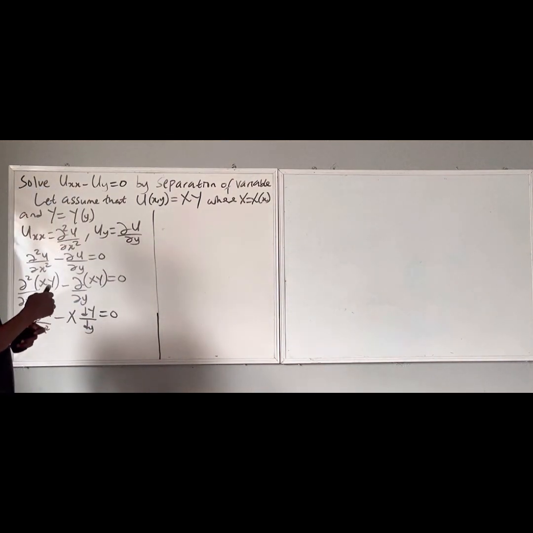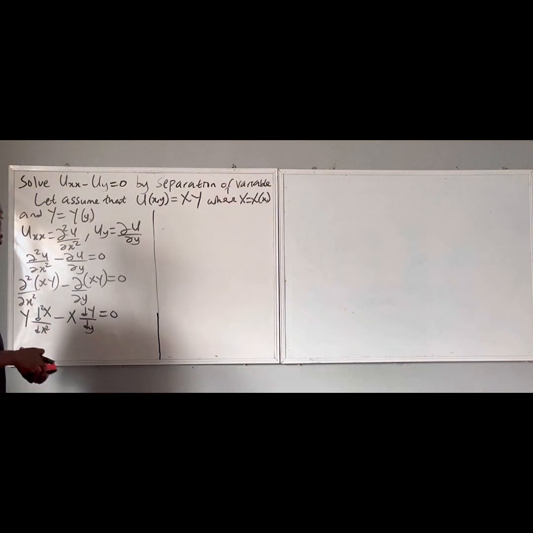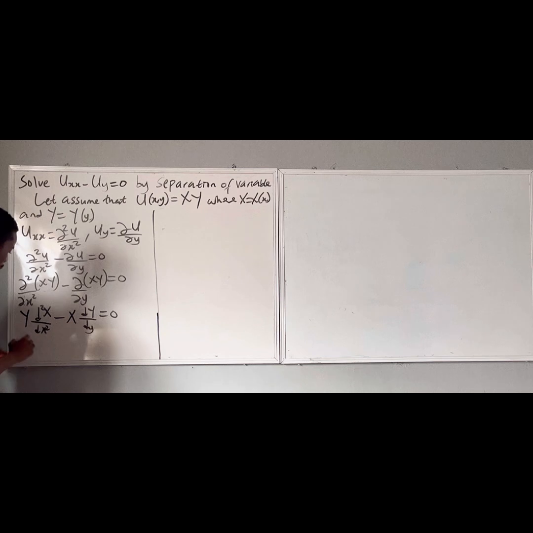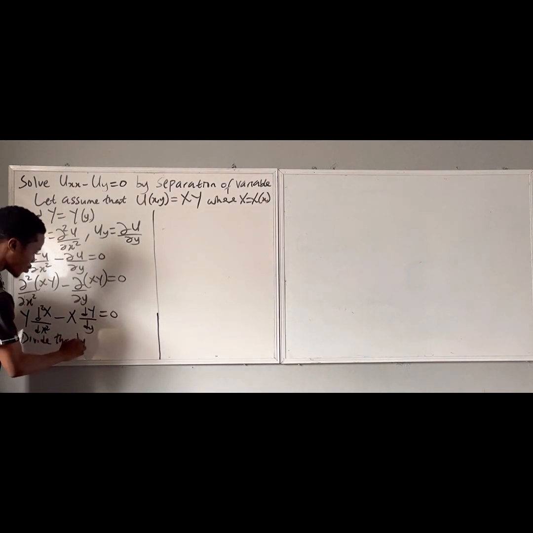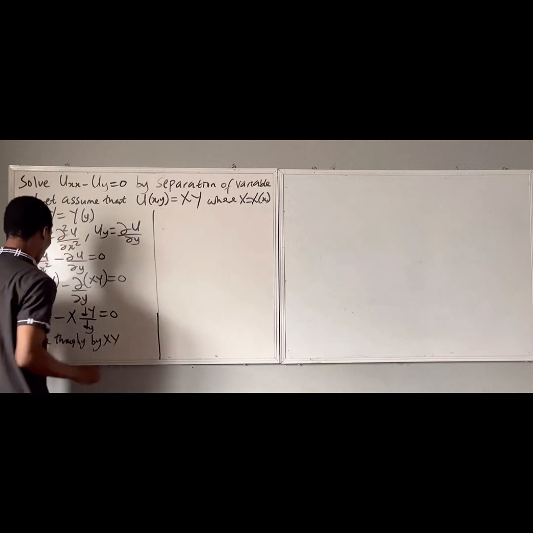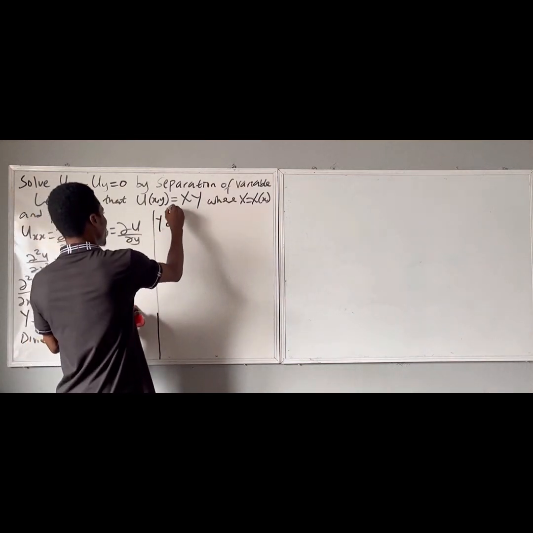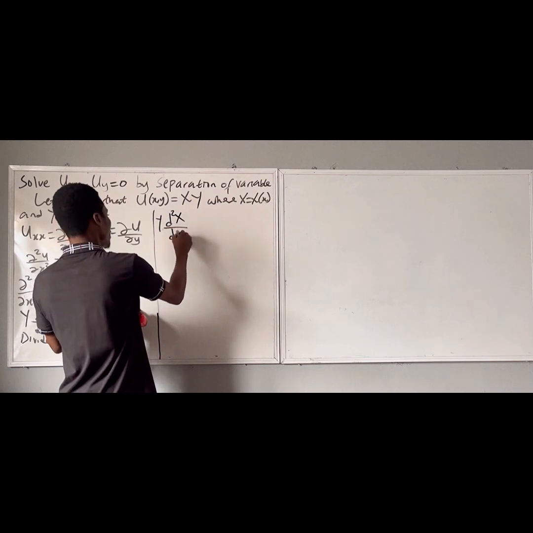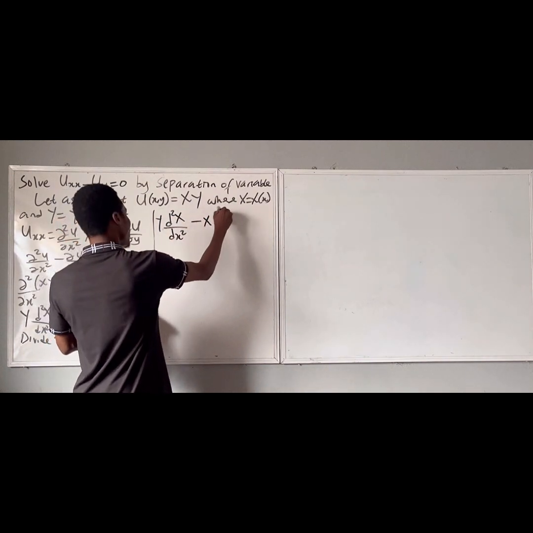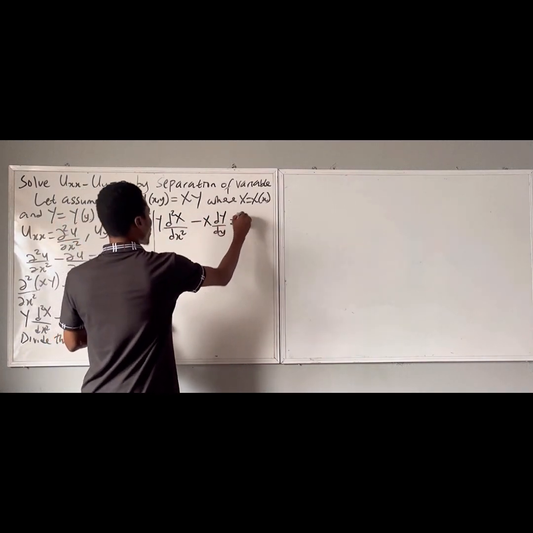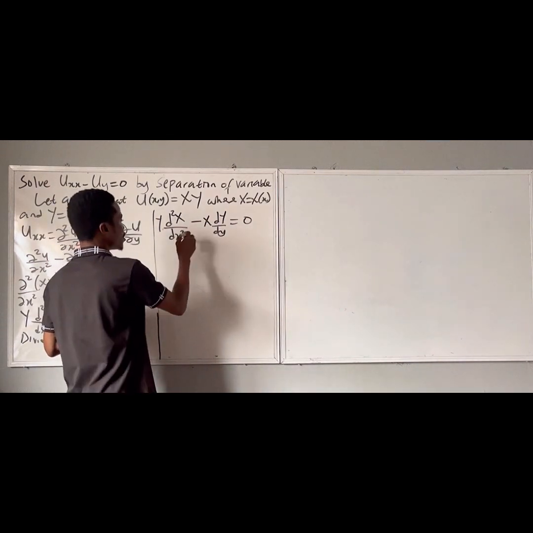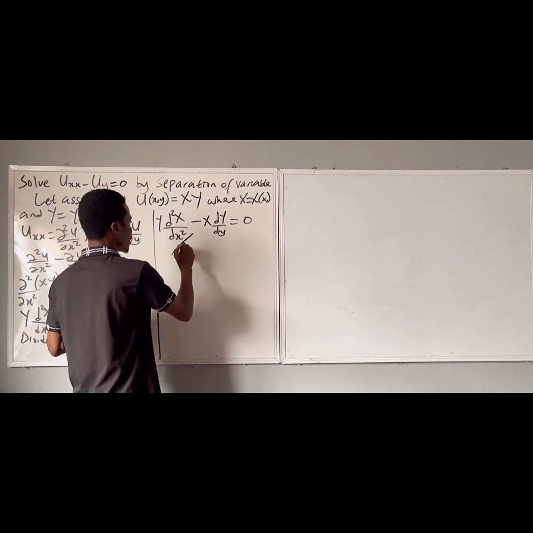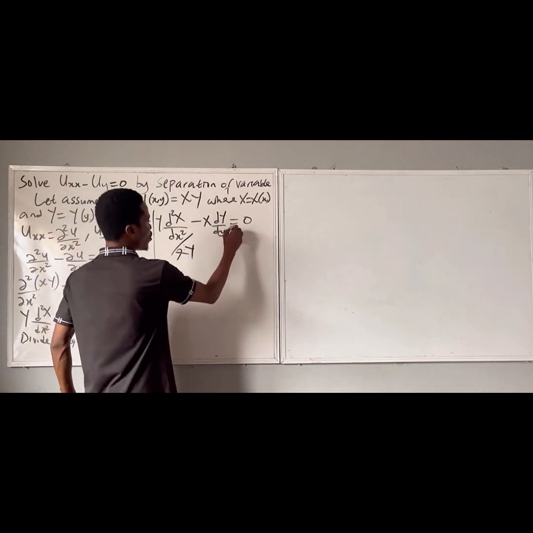So what am I going to have next? I'm going to solve this. My next step is to divide through by XY. If I divide through by XY, what am I going to have? I'm going to have Y the square X all over the x square, divided by X, minus X dY all over dy, divided by Y, is equal to 0.